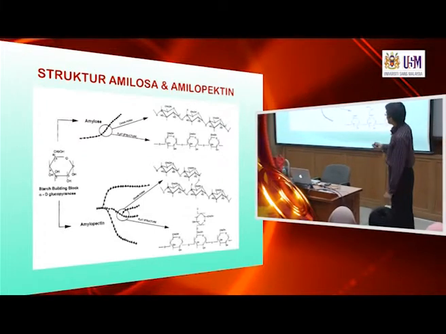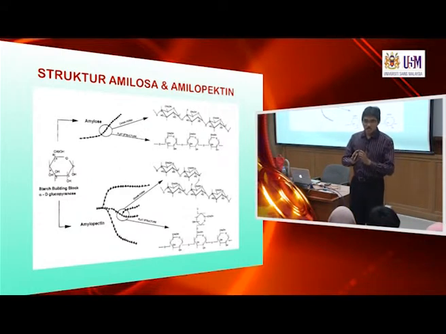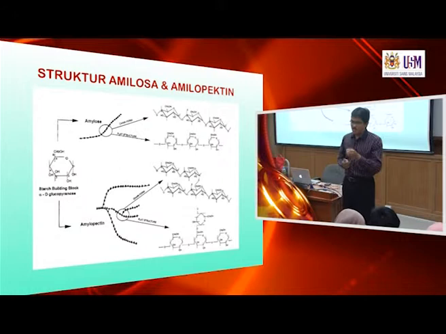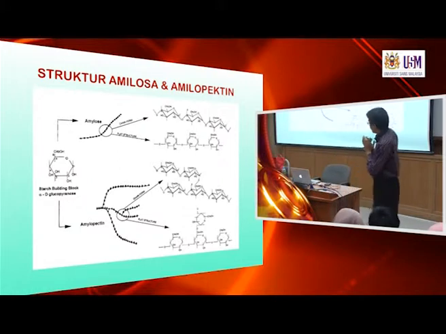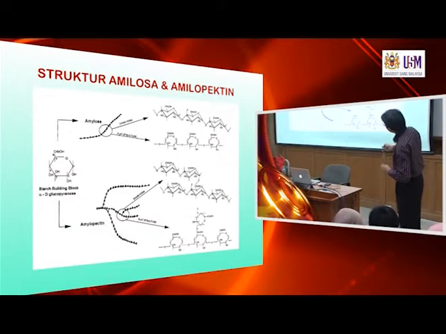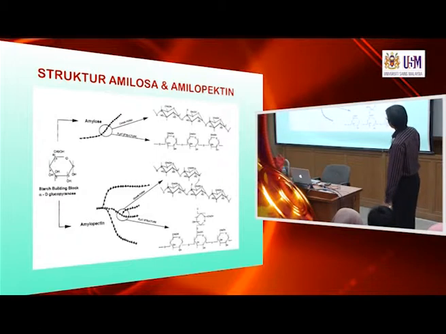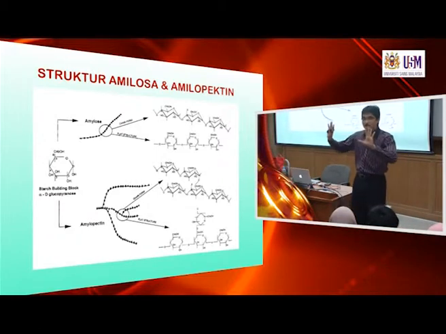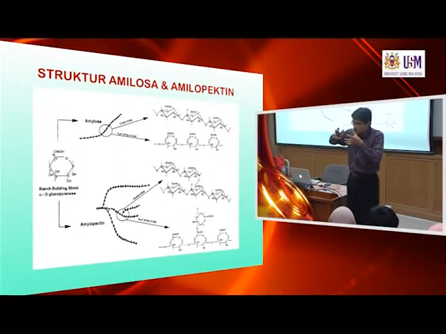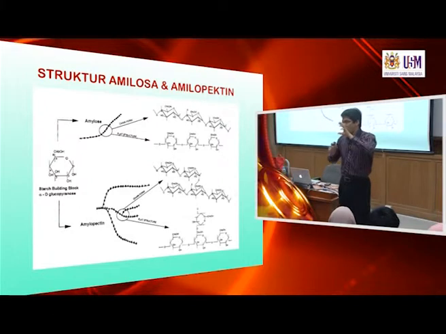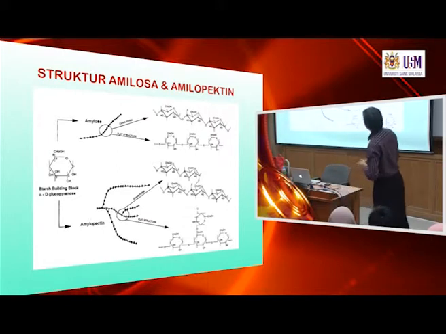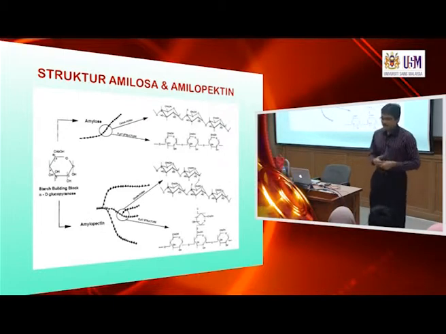So, we start from what? Glucose. We start from glucose, and during the biosynthesis in the leaf, we have the enzymes, everything. Some enzymes will help to build the long linear chain called amylose, and some will form a branch chain called amylopectin. And this amylose and amylopectin, these are two different molecules, but they will be packed together in a granule. So the linear chain of amylose and the branch chain of amylopectin combine together in one granule. Okay, so that is what happens during the biosynthesis of starch.